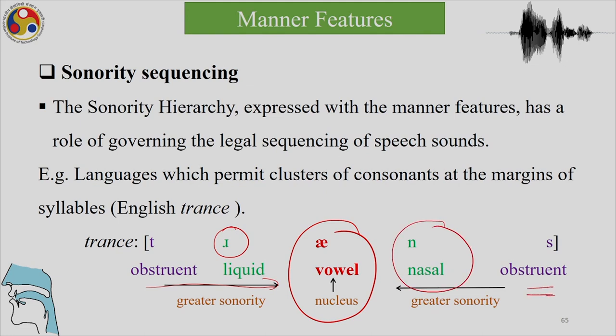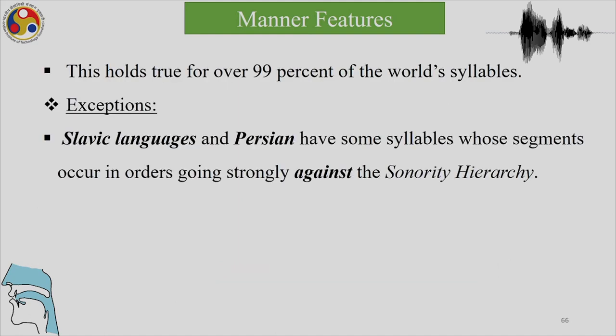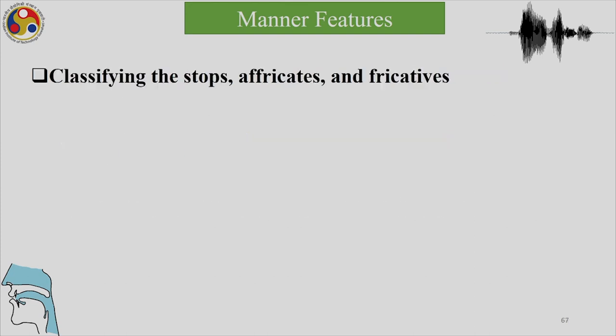However, the S in English does not follow the rules of syllabification, because we have many clusters in English which start with S, and S has greater sonority than the obstruent, for instance, T. So, in that way, for instance, ST violates the sonority hierarchy, because S is more sonorous and the sonority should increase, but it's considered to be an exception. So, this holds true for over 99% of the world's syllables, and there are some exceptions: Slavic languages and Persian have some syllables whose segments occur in orders going strongly against the sonority hierarchy.